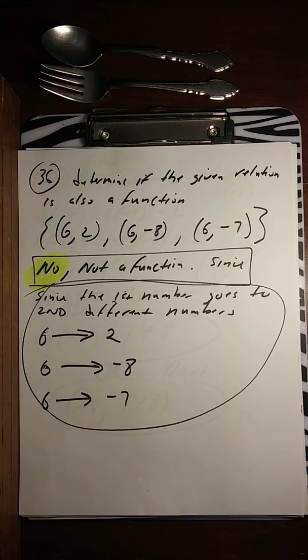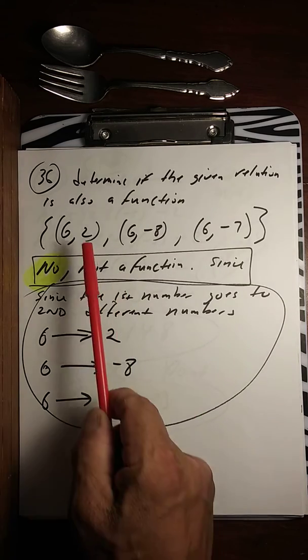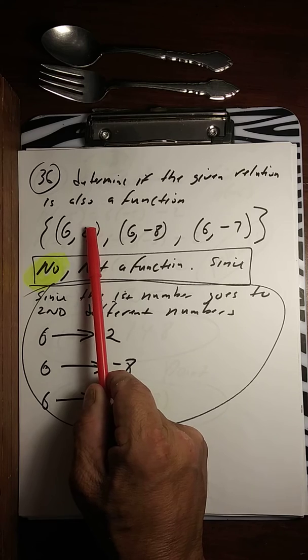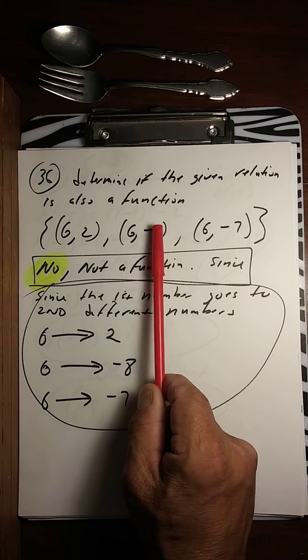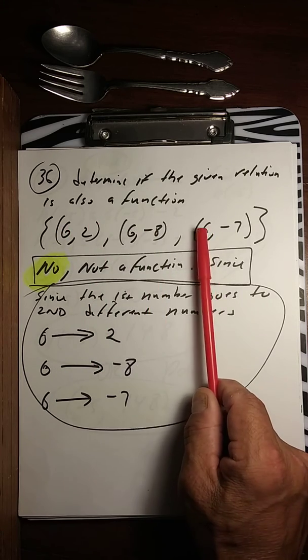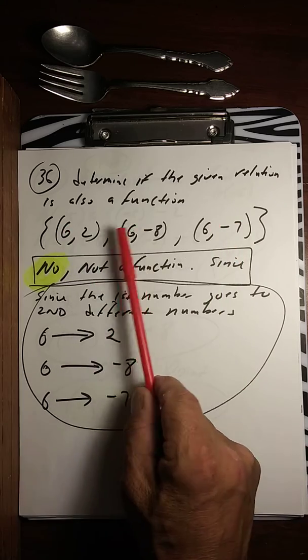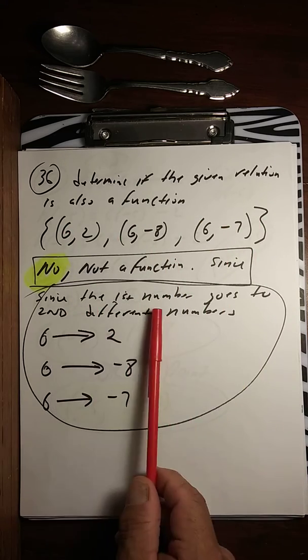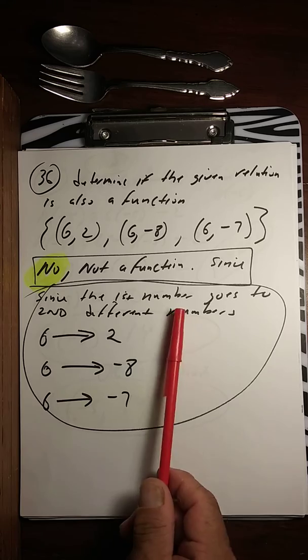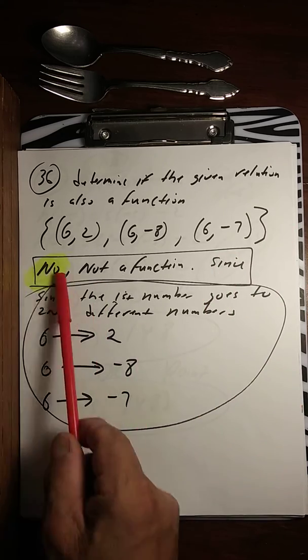Now, determine if the given relation is a function. 6 goes to 2, but also 6 goes to -8, and 6 also goes to -7, so 6 goes to 3 different numbers. Since the first number goes to different numbers, second, third, different numbers, then it's not a function.